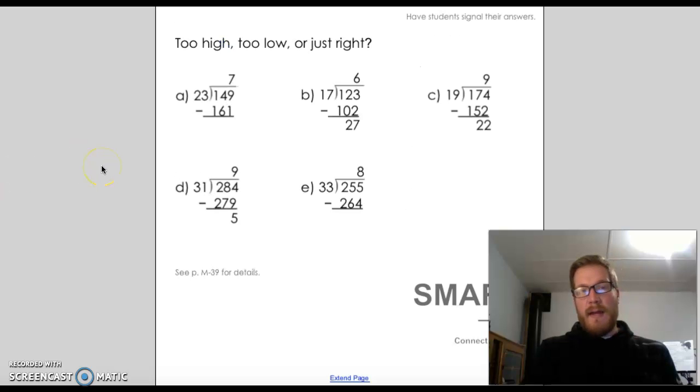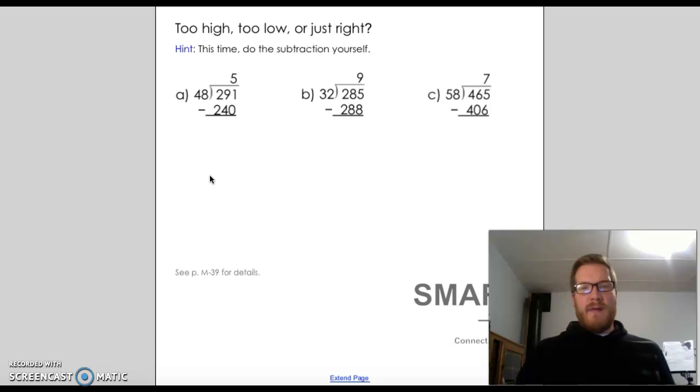Okay, so too high, too low, or just right. In our example here, the number is bigger than this number, so that's too high. Our remainder here is bigger than our original divisor, so it's too low. Remainder is bigger than the divisor, so it's too low. This one is just right. The remainder is less than the divisor, and the number here is less than this number. And the last one is too high because our number here is bigger.